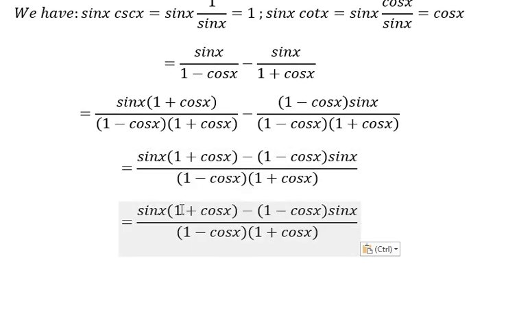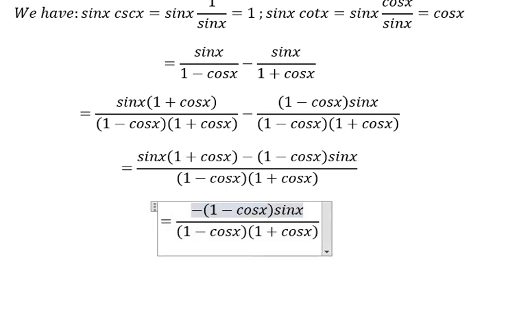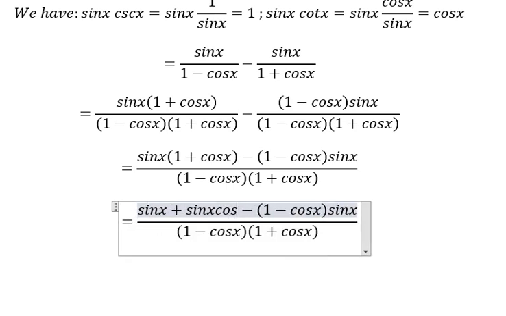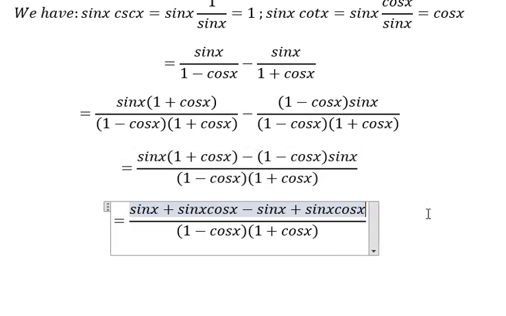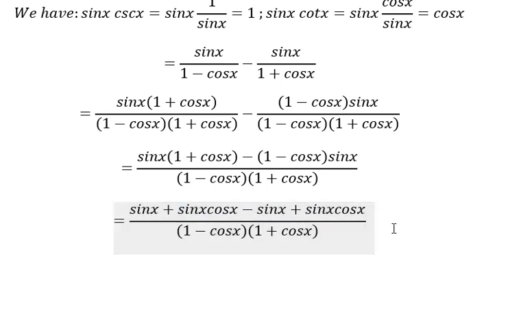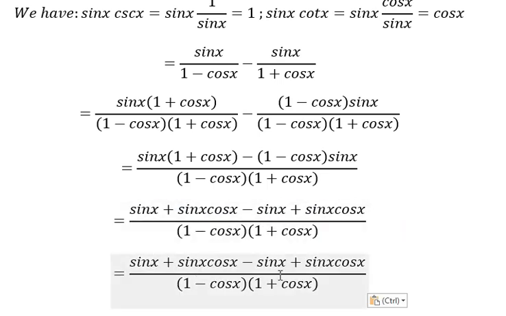Sine s multiplied with number 1 and cosine s, you get sine s plus sine s cosine s. Sine s multiplied with number 1, you get negative sine s because we have the negative sign here. Sine s with cosine s, but we have the negative sign and another negative, so you get positive. After we do this, we simplify sine s minus sine s.